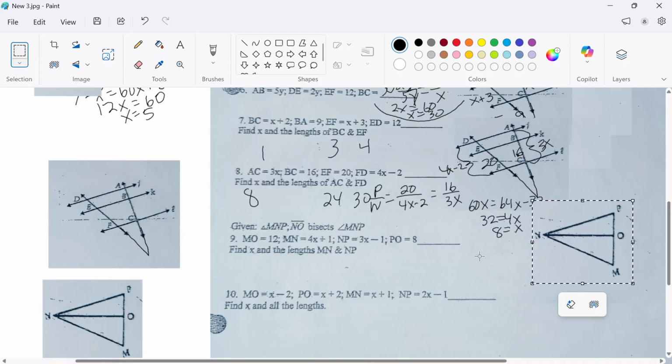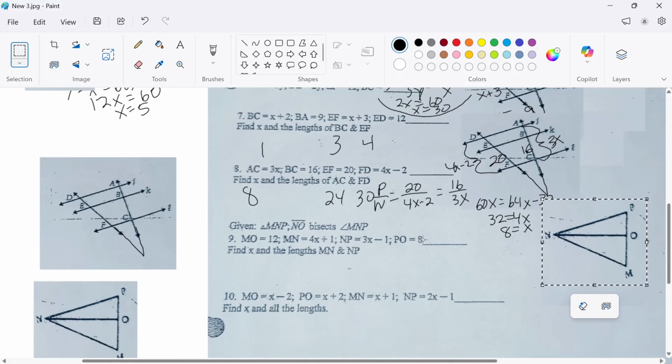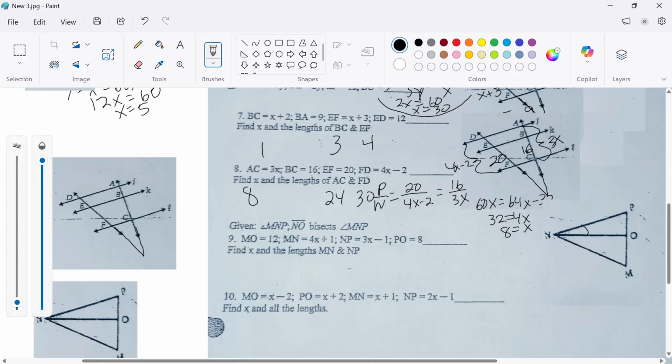All right, this will be for 9. I'll put 10 underneath. All right, so it says NO bisects angle MNP. Okay, so that's an angle bisector. So I know that it creates ratios. MO equals 12. Where's MO? MO is 12.